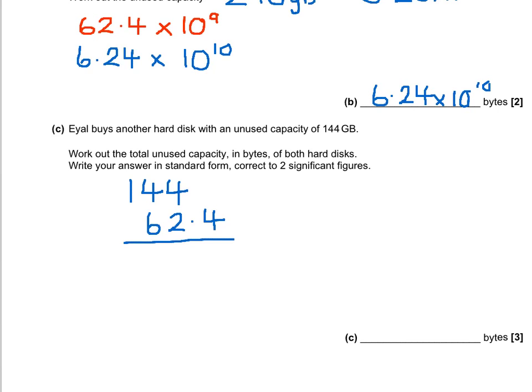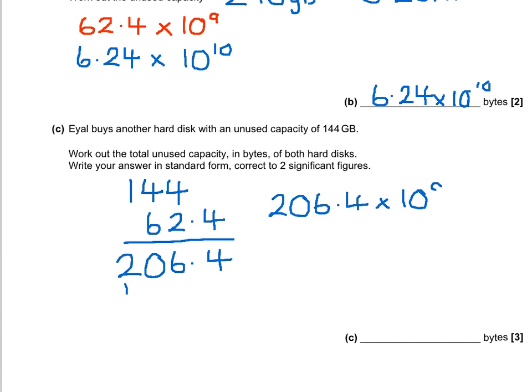So if I add these two together, I get 206.4. So 206.4, and again, as all of these are, that would be times 10 to the power of 9. Because if 1 gigabyte is 1 times 10 to the power of 9, then 206 gigabytes is going to be 206 times 10 to the power of 9. So then we just need to make this into standard form.